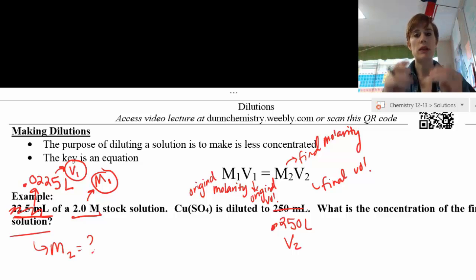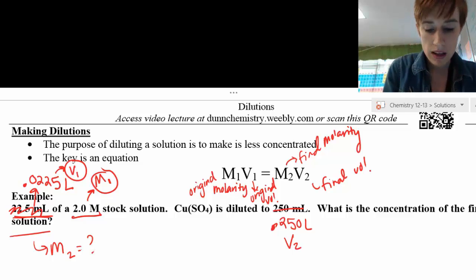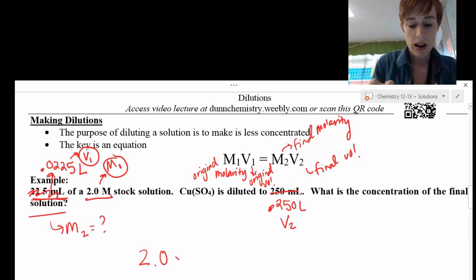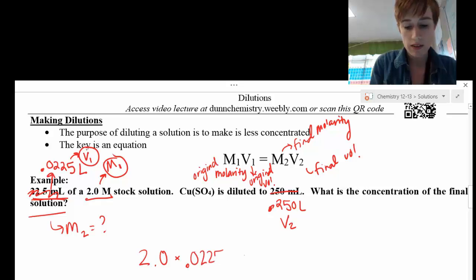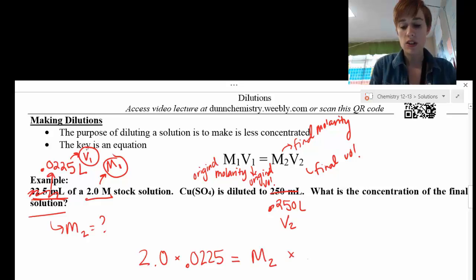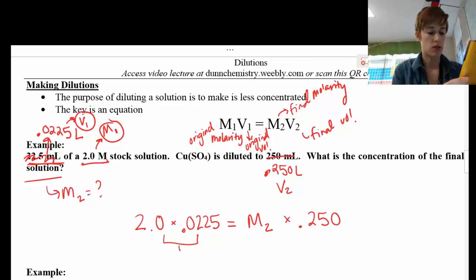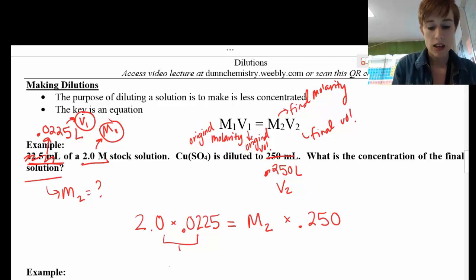So I'm going to take my numbers and plug them into my formula. Let's start with M1. M1 is 2, right? And I'm going to multiply it by V1, which is 0.0225. And then I'm looking for M2, and V2 is 0.250. So in order to solve for M2, I'm going to simplify this side first. So 2 times 0.0225 gives me 0.045. Okay, so I've simplified it.